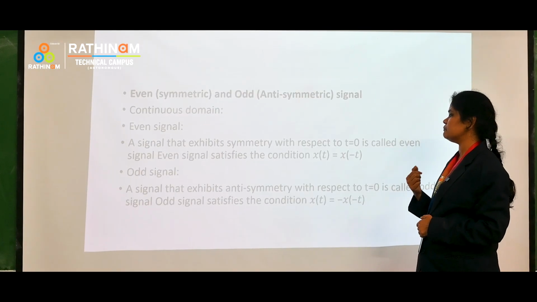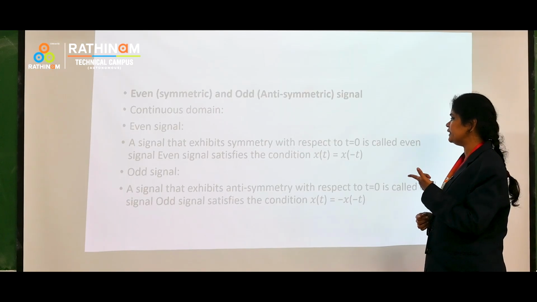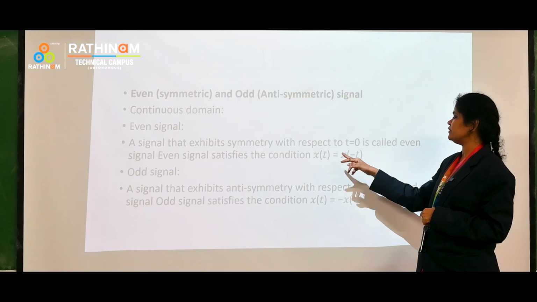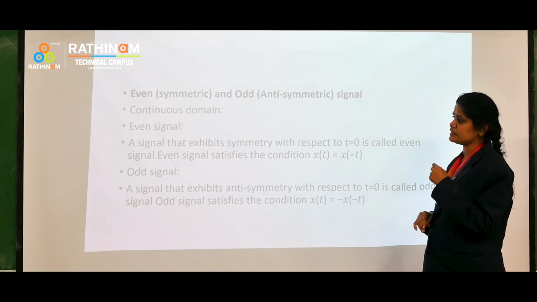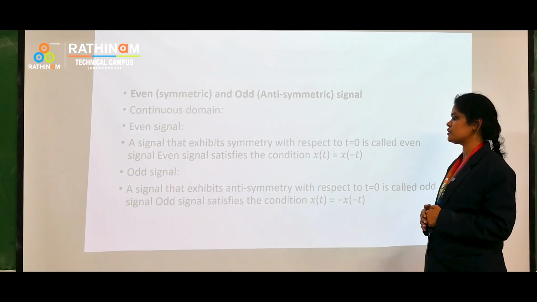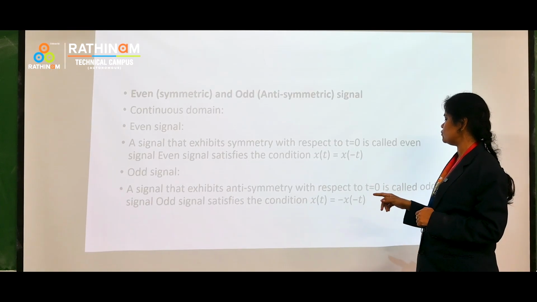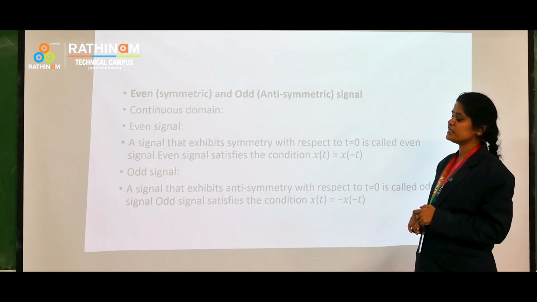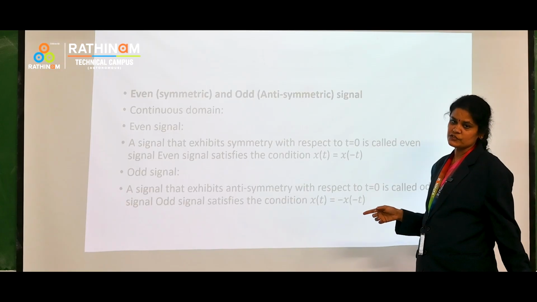What is an even signal? A signal that exhibits symmetric property with respect to t equal to 0, which satisfies the condition x of t is equal to x of minus t. If this condition is satisfied, it is said to be an even signal. Next is an odd signal, which is just the opposite of an even signal. A signal that exhibits antisymmetric property with respect to t equal to 0 is called an odd signal, which satisfies the condition x of t is equal to minus x of minus t.